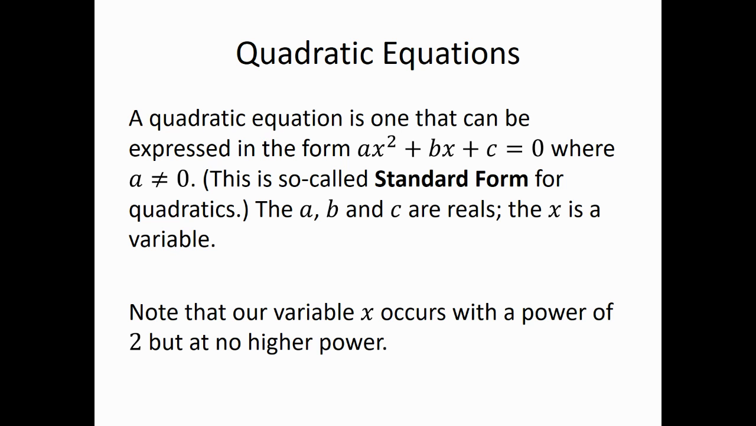Okay, so quadratics, what kinds of equations are those? Well, they're equations that can be written in the form ax squared plus bx plus c is equal to 0, where that coefficient of a does not equal 0. This is standard form for quadratics, where you have everything on one side and 0 on the other side. And do note here that a, b, and c are coefficients, they're real numbers, and x is the variable. And notice that what really makes this a quadratic is that x occurs with the power of 2, but at no higher power.